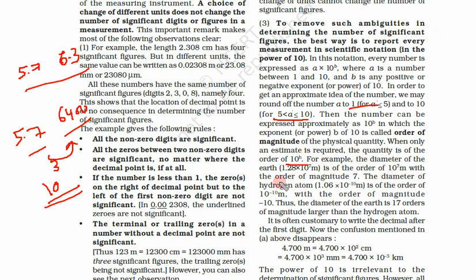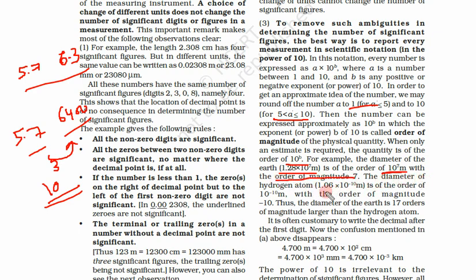Now let us understand with the help of some examples. The diameter of earth is 1.28 into 10 to power 7 meter. So here what is the order? Definitely this number is less than 3.16, so the order of magnitude is 10 to power 7 meter, and the order of magnitude is 7.